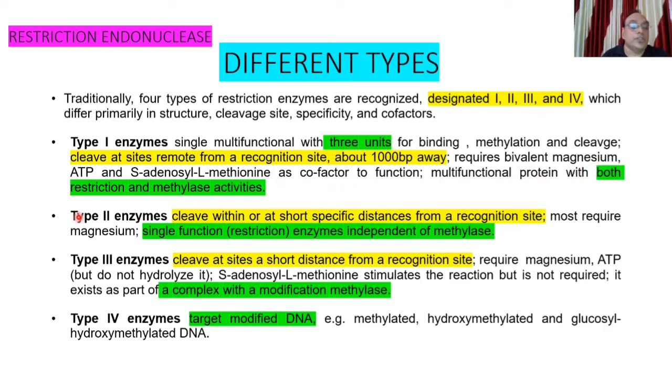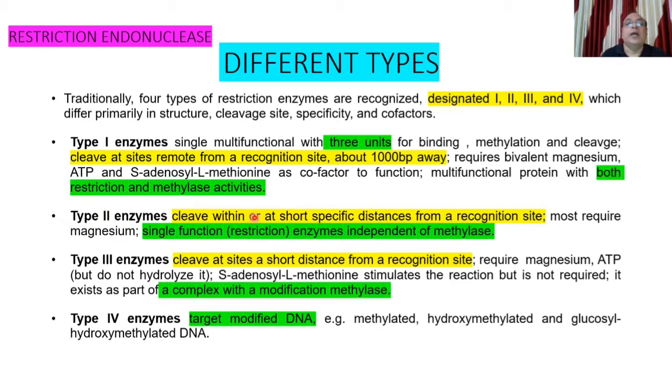Type 2 enzyme. This type 2 enzyme is very important for our purpose because we are dealing with recombinant DNA technology. So this type 2 enzyme has been of wonderful use for recombinant DNA technology. Type 2 enzyme has two lobes. It cleaves not across the recognition site, but a few bases away from the recognition site on either strand.